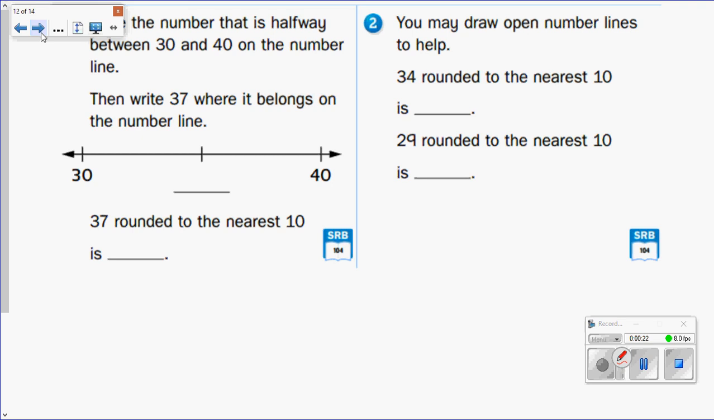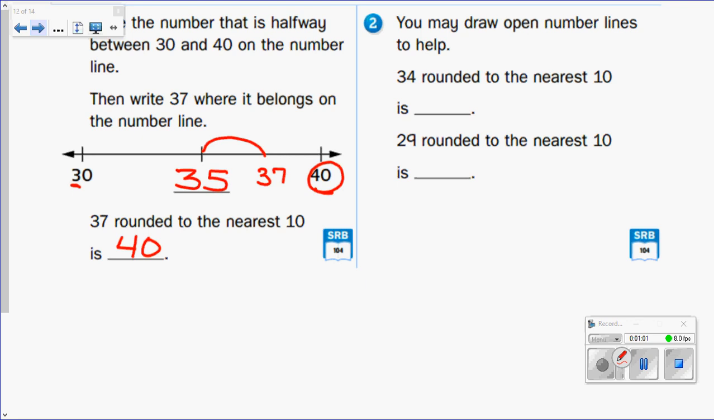So if we're halfway between 30 and 40, remember we're doing tens, and half of 10 is 5. So our ones is always going to be 5, and then we're going to take the 10 that we started out with. So our halfway point is 35. And if we were to put 37 on the number line, we have to decide, does 37 come before 35 or after? Okay, we know it comes after, so we're going to put 37 right there. So 37 rounded to the nearest tens is 40. It's on this side, the right side of the number line.